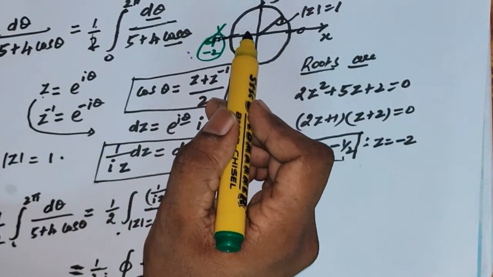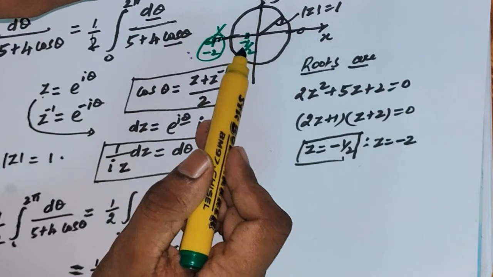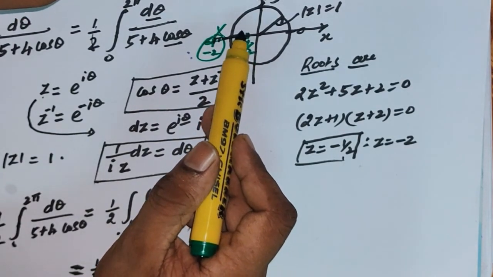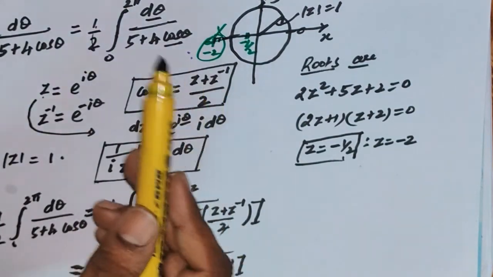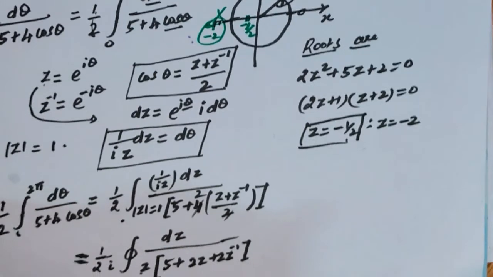So we need to find the residue at this point, because at this point the integration goes to infinity. So you need to remove this point, then you can calculate the remaining integration. For that we are going to use the residue theorem.